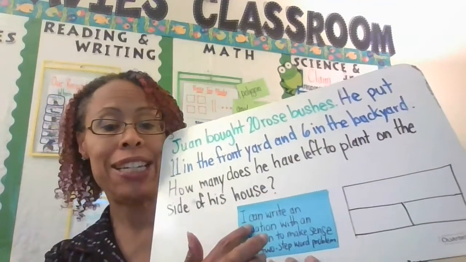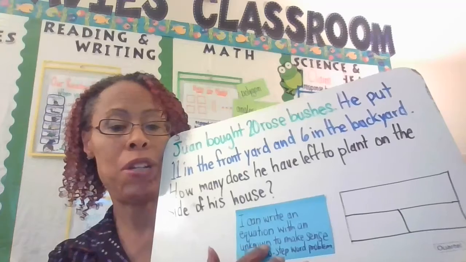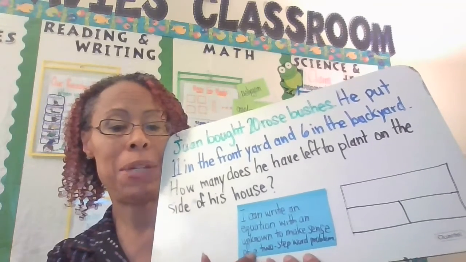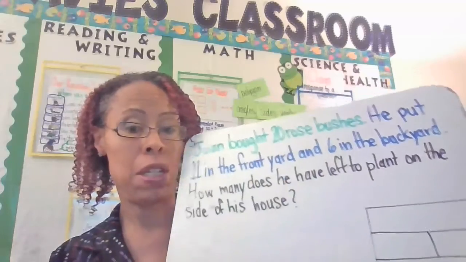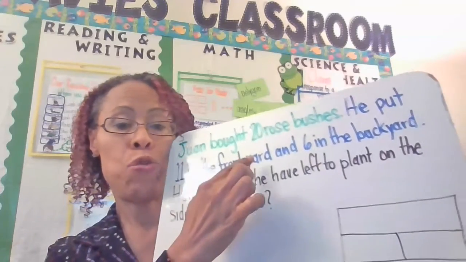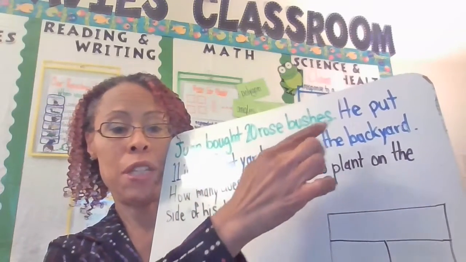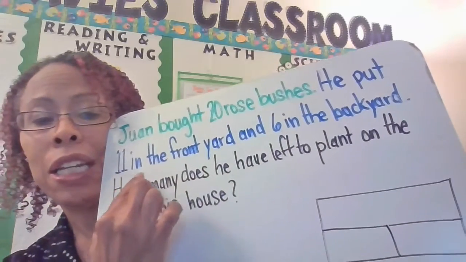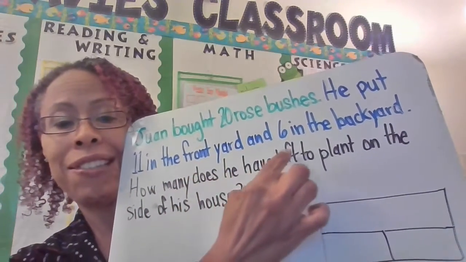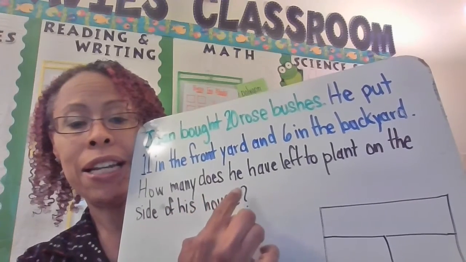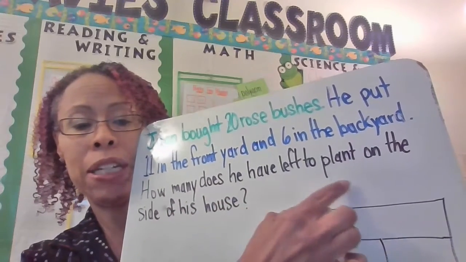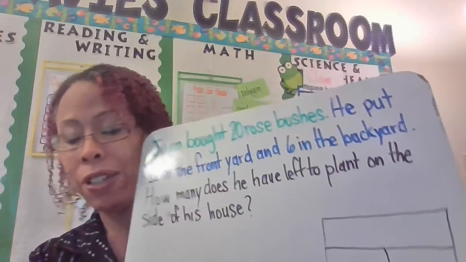Today's learning target is I can write an equation with an unknown to make sense of a two-step word problem. Juan bought 20 rose bushes. He put 11 in the front yard and 6 in the backyard. How many does he have left to plant on the side of his house?